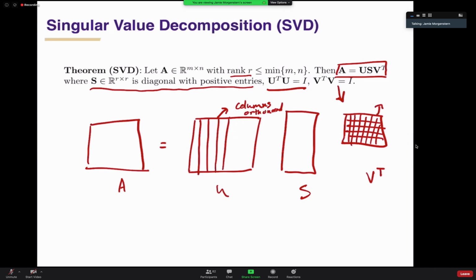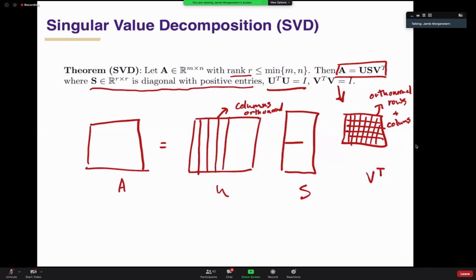And can somebody remind me what orthonormality means? Anybody? I know somebody knows this. It means that if you take the dot product of two different columns, it will be 0. But if you take the dot product of the column with itself, it'll be 1. Exactly. So these operate as a basis in the canonical sense that you think of a basis.